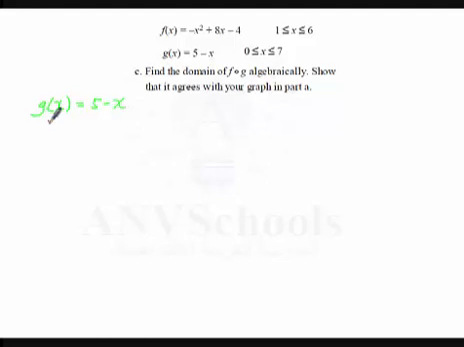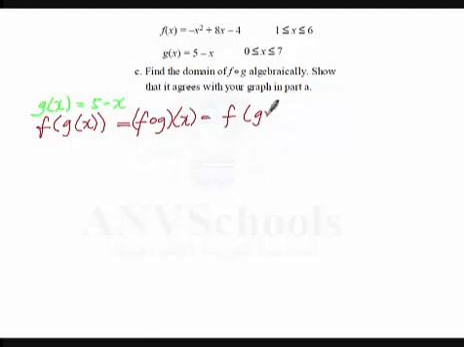Now let's take a look at f of g algebraically. We still have our g of x, which has the same restricted domain, and we have our f of x with the same restricted domain. Our g of x is equal to 5 minus x. Our f of g of x would be equal to f of, what is our g of x? 5 minus x. So f of 5 minus x. That will give us a computation of a totally different domain.